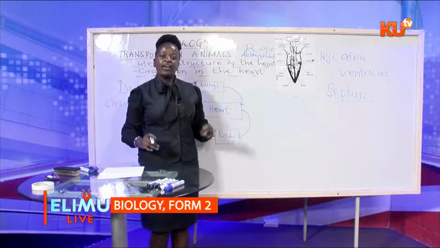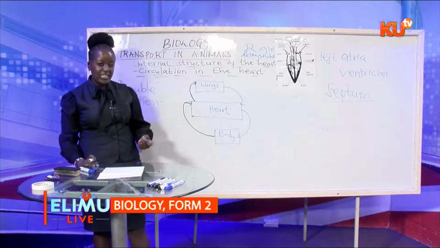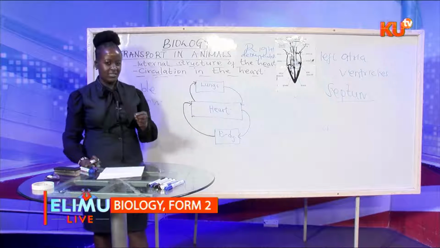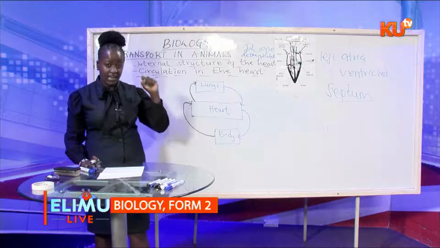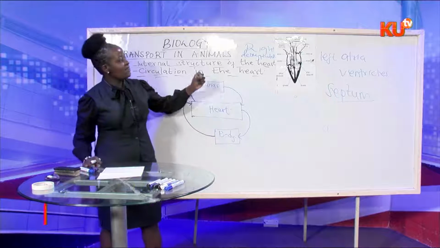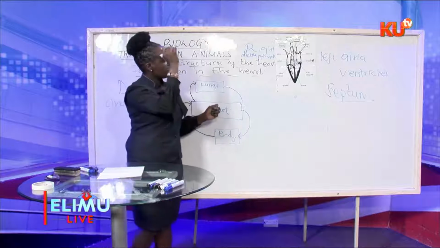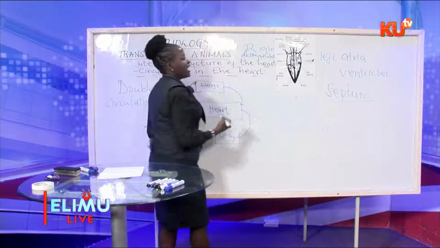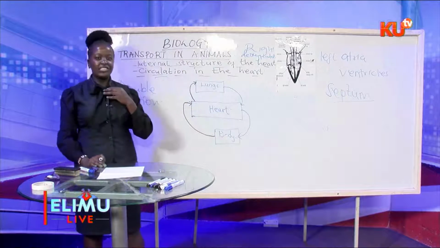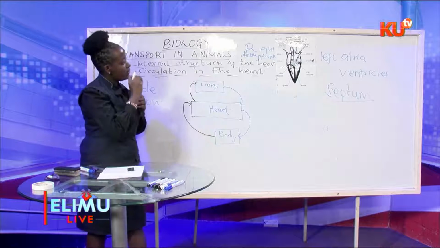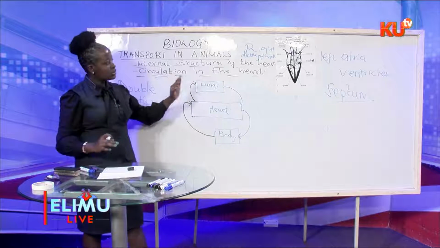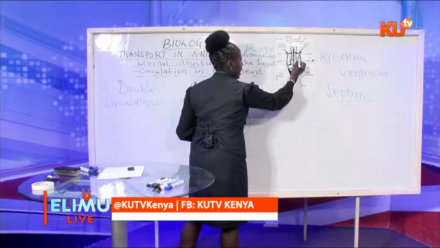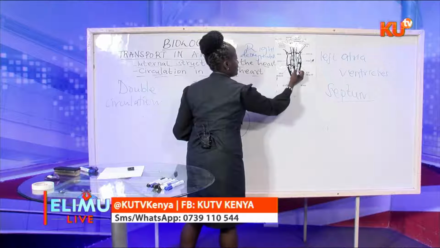Pulmonary vein is the only vein in the body that carries oxygenated blood. All other veins carry deoxygenated blood, apart from the pulmonary vein. So the pulmonary vein will channel the blood to the left atrium. So the arrows continue. This blood will enter into the left atrium, and this blood will now be directed to the left ventricle. So this blood will be pushed down to the left ventricle.